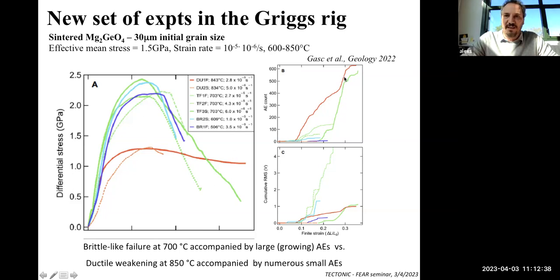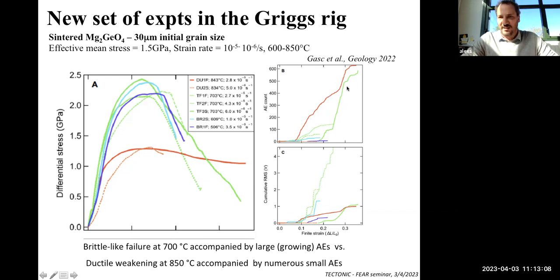And what you will see is that some experiments here produce a lot of acoustic emission, and they are either the very hot ones here or the very slow ones, because we also did some experiments at 10 to the -6 strain rate. Whereas the really cold ones here produced not so many acoustic emissions, but very large ones, basically. So this is the energy, the cumulative energy released by acoustic emission.